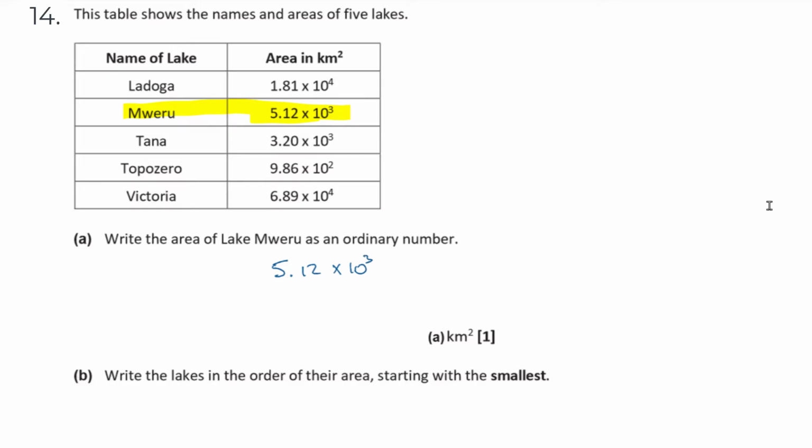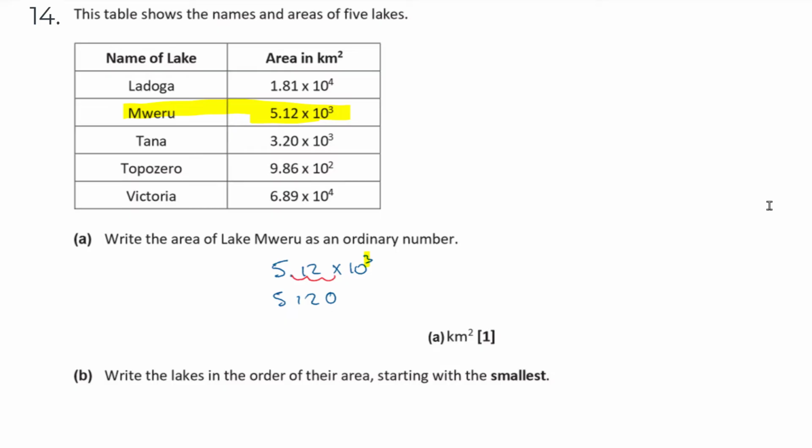Okay, so converting that into a normal number, you've got standard form power 3 here, which means I can either multiply it through by a 1 followed by 3 zeros, or I can just shift the decimal point 3 jumps to the right, can't I? So 1, 2, 3. So it's going to be 5, 1, 2, and an extra 0 then on the end. Okay, so that's 5,120.